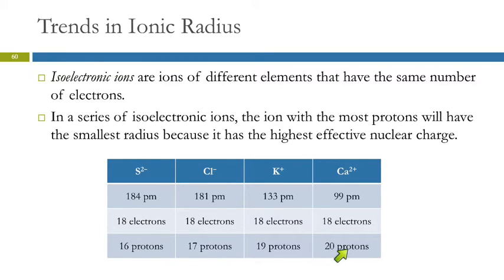So calcium has a higher effective nuclear charge. It also just has a higher charge on the nucleus. It's got 20 protons as opposed to sulfide only having 16 protons. And so we see that sulfide is larger than calcium, and there's this trend because the effective nuclear charge is increasing as we go from sulfide to chloride to potassium to calcium. Increasing nuclear charge pulls the electrons in tighter, makes the thing smaller. Any questions?